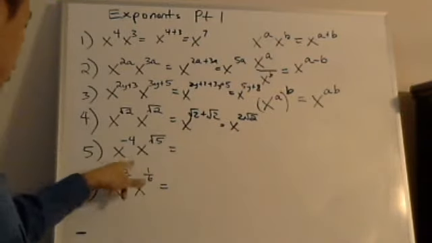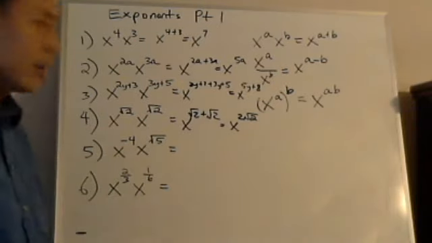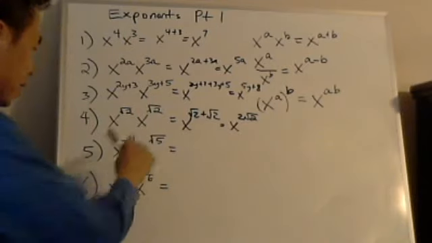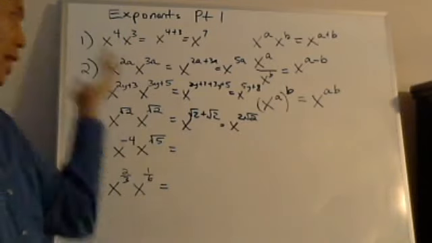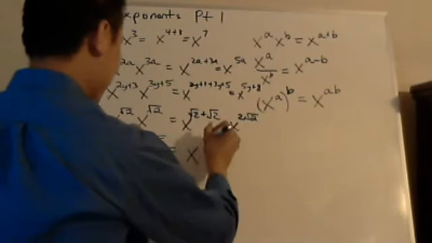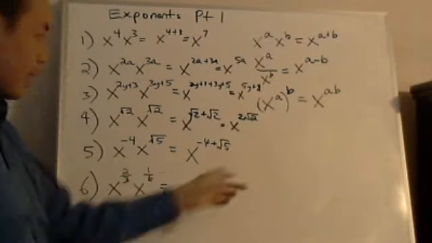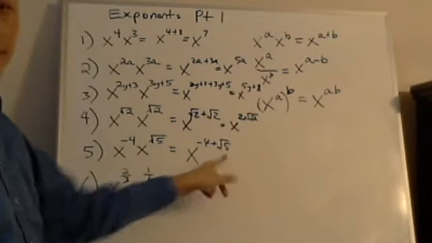Okay? So let's do number 5. You have x to the negative 4 power times x to the root 5 power. Okay? Now you've got a negative exponent. What do you do? Same exact rule. You add them together. You see a little trend here. It's the same thing every time. And that's the answer: x to the negative 4 plus root 5.